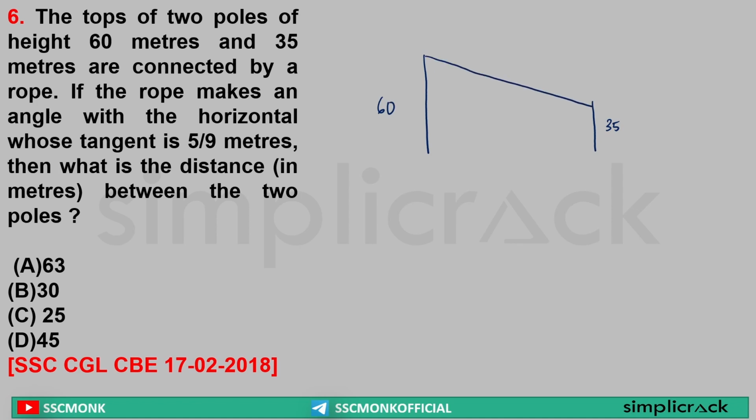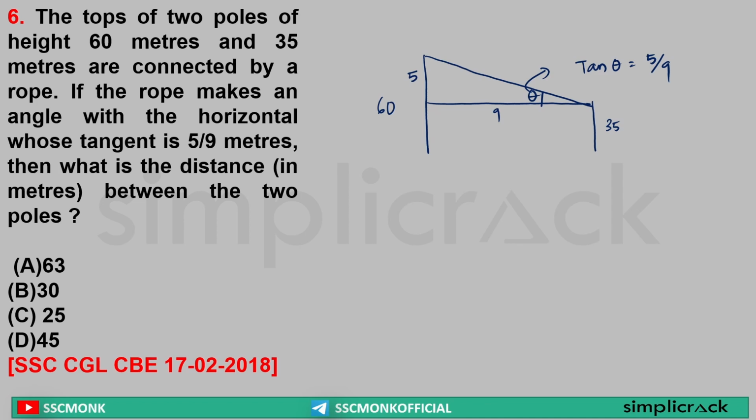And if the rope makes an angle with the horizontal whose tangent is 5 by 9, that means if I join this and this, the angle I am talking about is theta. Tan theta is equal to 5 by 9. Yes or no? Yes. Tan theta is 5 by 9 means what? Sir, P is 5, B is 9.